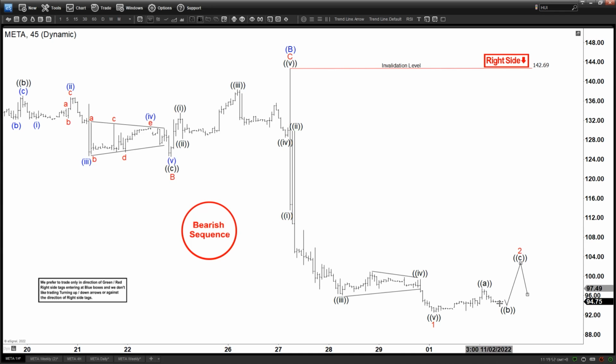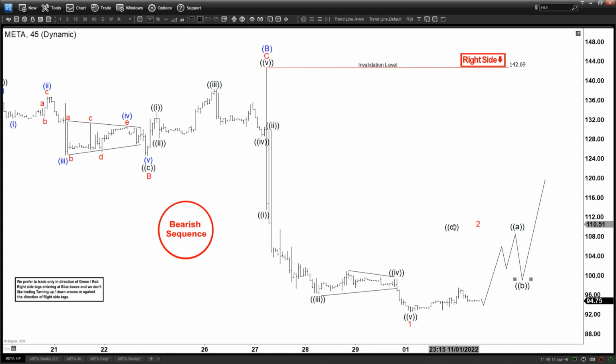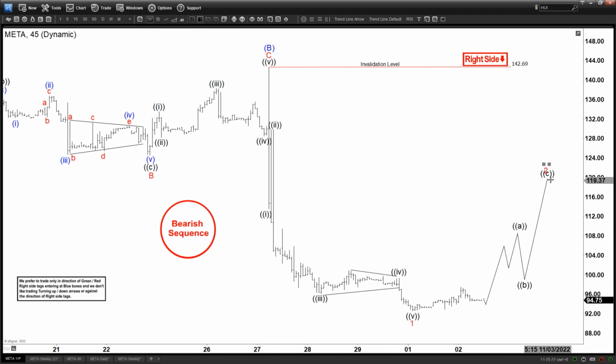The exact structure of the rally can be in 3 swings or in 7 swings. This can even become 1 2 3 4 5 ending A, right? It could be 1 2 3 4 5 like this. So I'm showing you a couple of different possibilities. It can be 5 waves up ending A, B, C, where the C is equal to the A, and then goes down again, right?